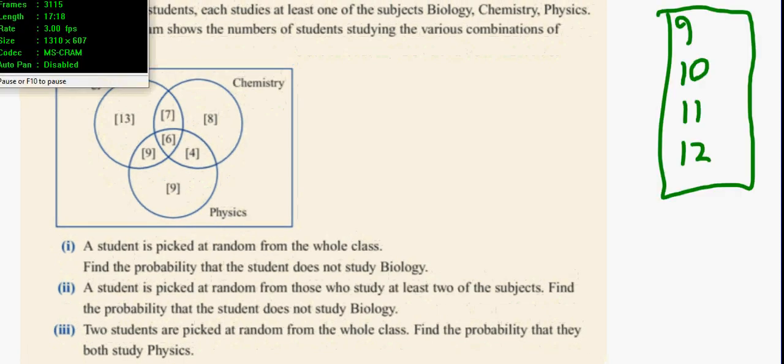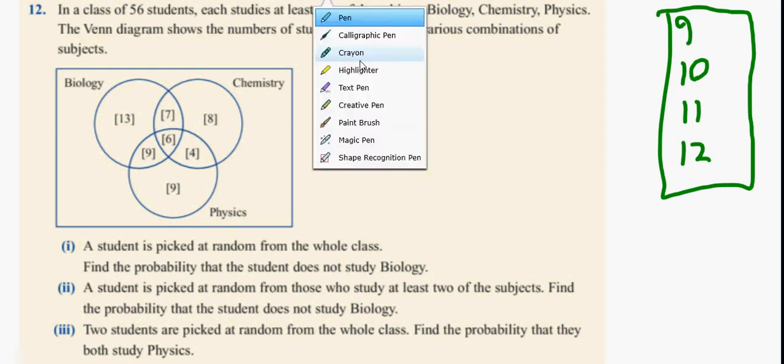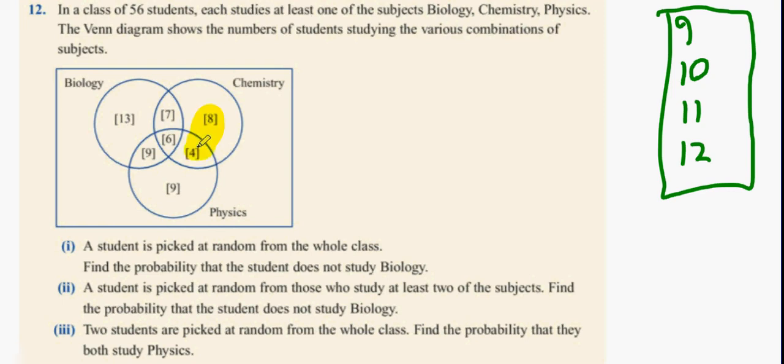Now, very easy. The students pick random from the whole class. One probability is that the student does not study biology. No biology. You, and you. How many is that? 21 out of 56, which is the same as 3 over 8. Students picked at random from those who study at least 2 of the subjects.